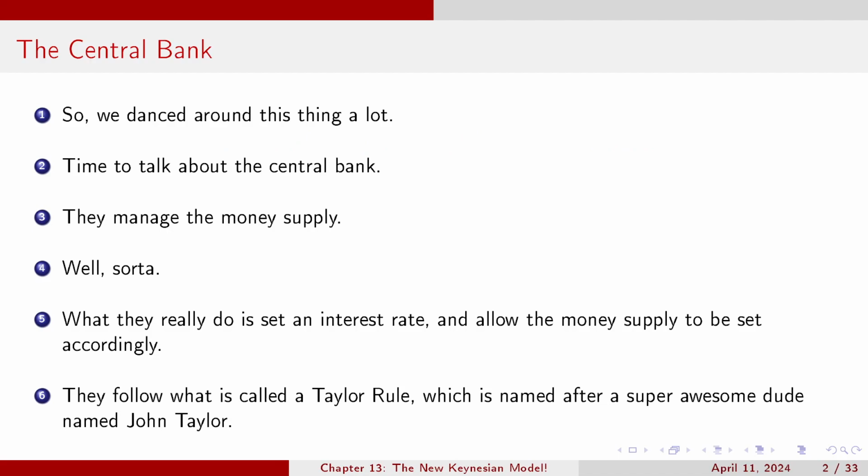So here we go. Central bank. I talked about this a lot last time. We're going to talk more about it explicitly rather than just implicitly mentioning this is what they can do and this is why they can do it. What do they do? Well, they manage the money supply. They do so by setting an interest rate. They set the interest rate and they allow the money supply to be set accordingly. So think like demand and supply for money. If you set the price of money, then the quantity of money will follow.